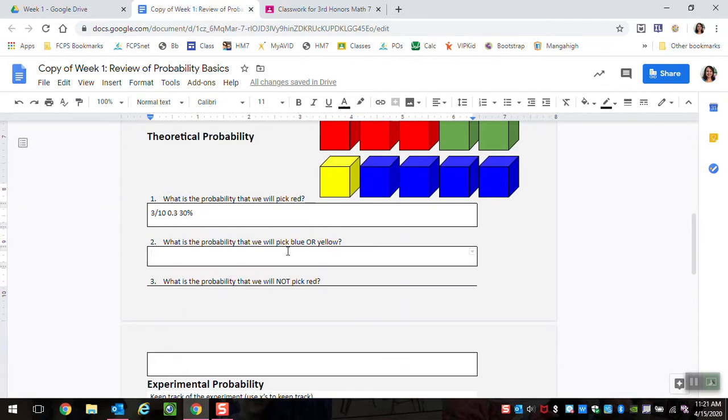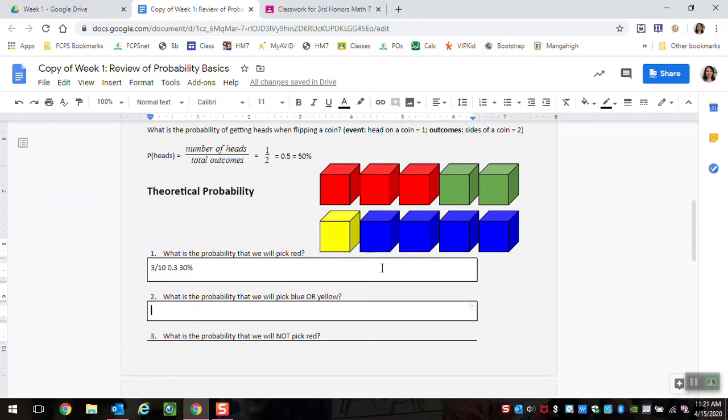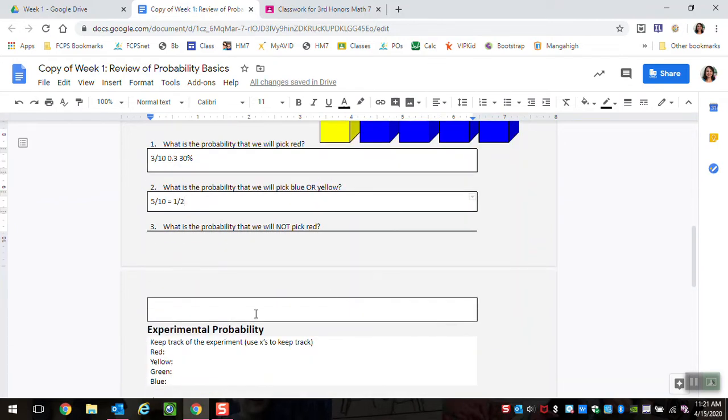What is the probability that we will pick blue or yellow? Miss Burke, it's 5 out of 10 because there's 4 blues and 1 yellow, so together that makes 5 out of 10. Why, yes, Anderson, what do you think the answer is? Well, you could simplify the answer and get 1/2. Thank you, Anderson, you are correct. All right, so 1/2.